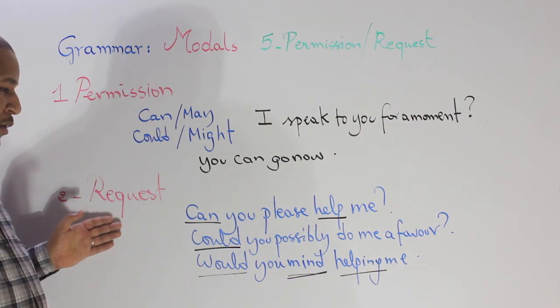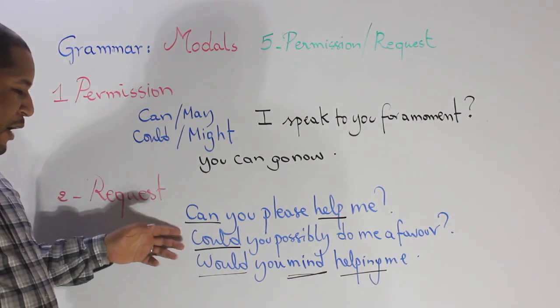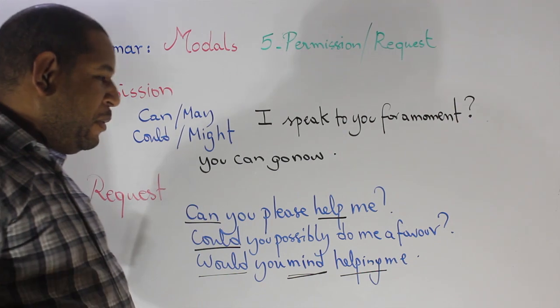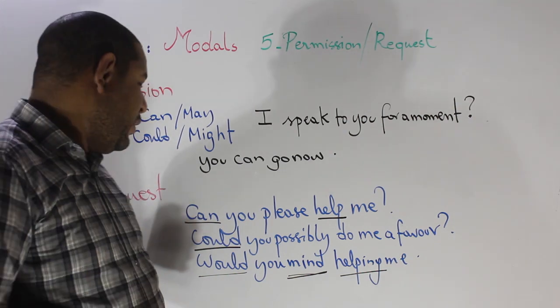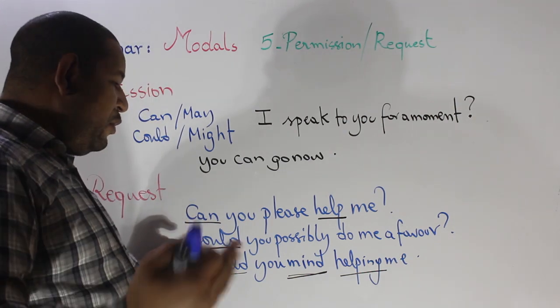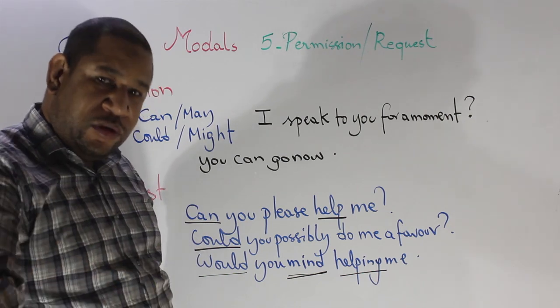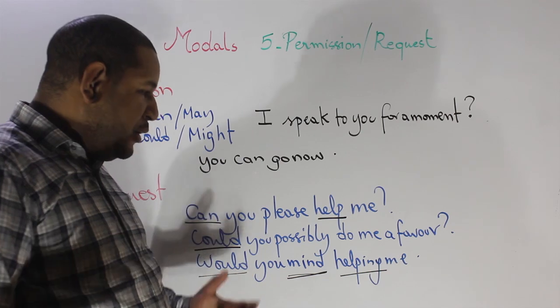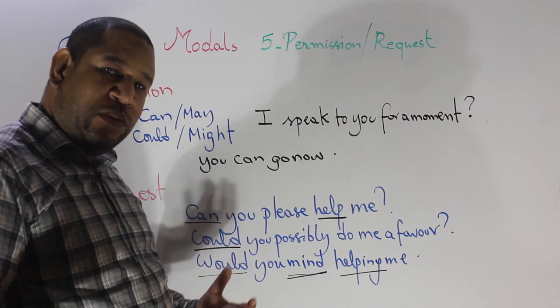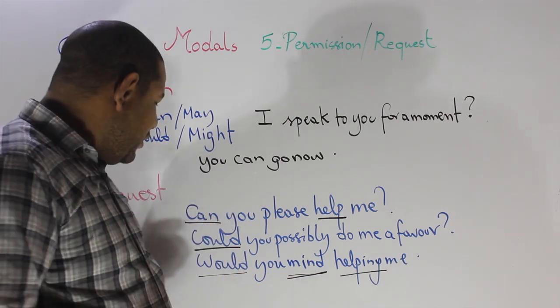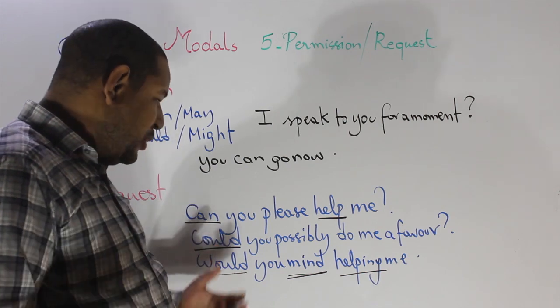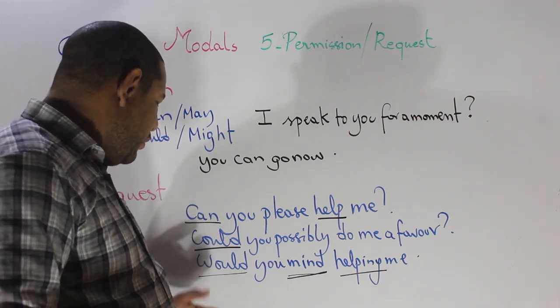For request, we can use can, could, or would. Can you please help me? Asking for a request. Could you possibly do me a favor? Could you do me a favor? This is, let's say, a more polite way of asking somebody to do something for you. So, a polite way of making a request.